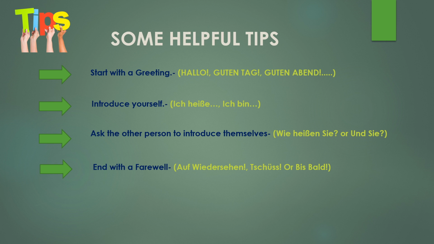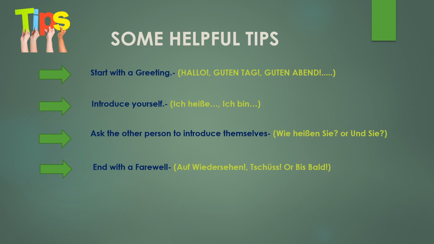Next, after the greeting, introduce yourself by saying Ich heiße, which means my name is, or Ich bin, which means I am. Then say your name and any other relevant information such as your age, nationality, or occupation. For example, Ich heiße Maria und ich komme aus Spanien, which means my name is Maria and I am from Spain.